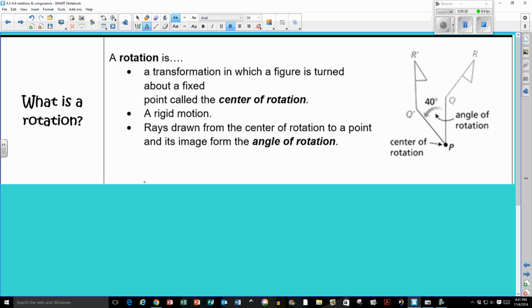transformations. A rotation is a transformation in which a figure is turned about a fixed point, and it's called the center of rotation. This would be my center of rotation because I will be rotating around it. It is a rigid motion, and if you recall, a rigid motion means that the figures stay congruent. The rays that are drawn from the center to the point, from here to here. I would draw this ray to my figure, then I would draw this ray to my figure. That would be my angle of rotation.